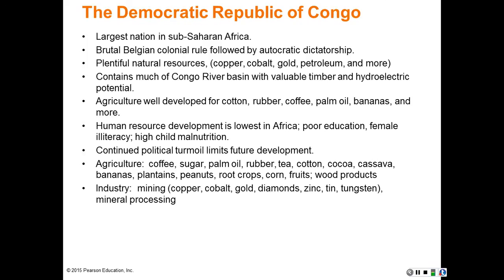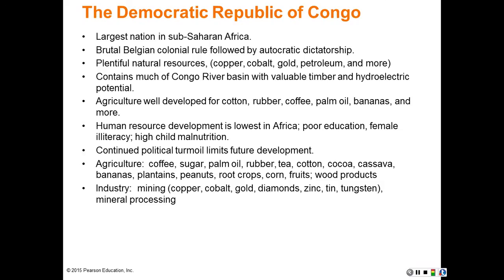Human resource development is the lowest in Africa, with poor education, high female illiteracy, and high child malnutrition. Investment in the population, education, and healthcare is also low. Continued political turmoil limits any future development, as we've seen in many cases of other regions.